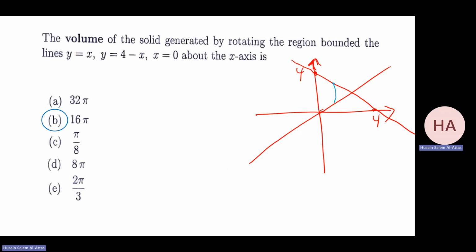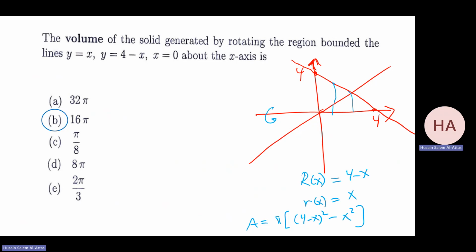Okay. About the x-axis, about this. So I have the upper minus the lower. So I have capital R of x will be what? The upper line, which is 4 minus x. Small r of x, the small line, which is x. And the area will be pi times R squared minus small r squared. That would be there.